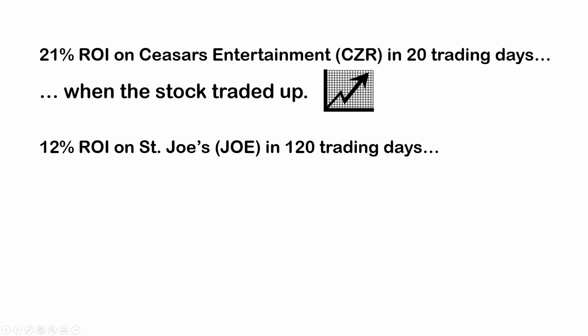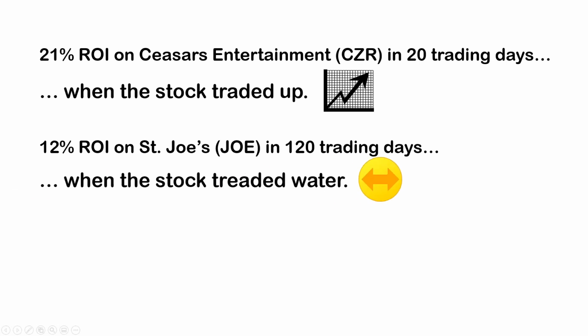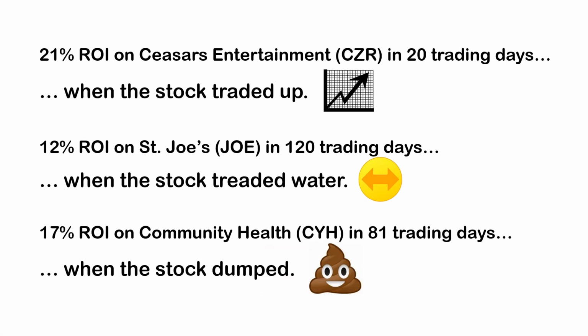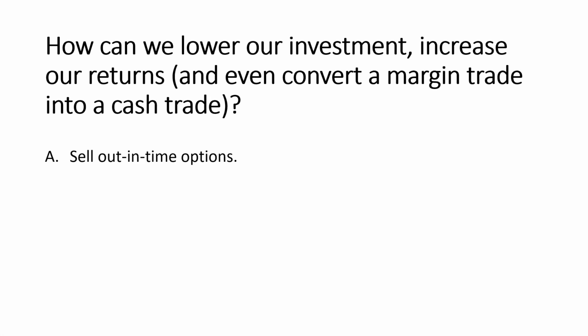Here's some more gains. 21% on Caesar when it went up, 12% on St. Joe when it went sideways, 17% on Community Health when it went down. So again, what I'm trying to point out here is when you trade options, theta decay, time passing by, it doesn't matter if the underlying goes up, down, or sideways. We always profit.